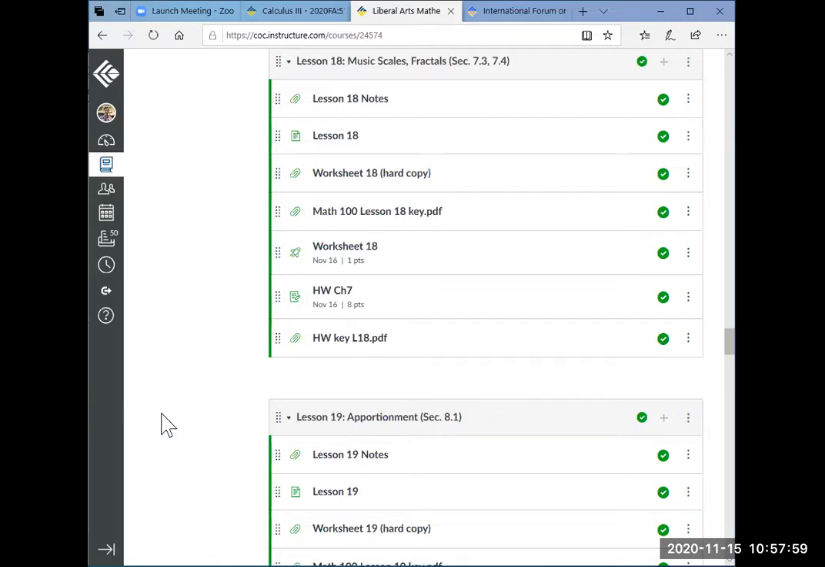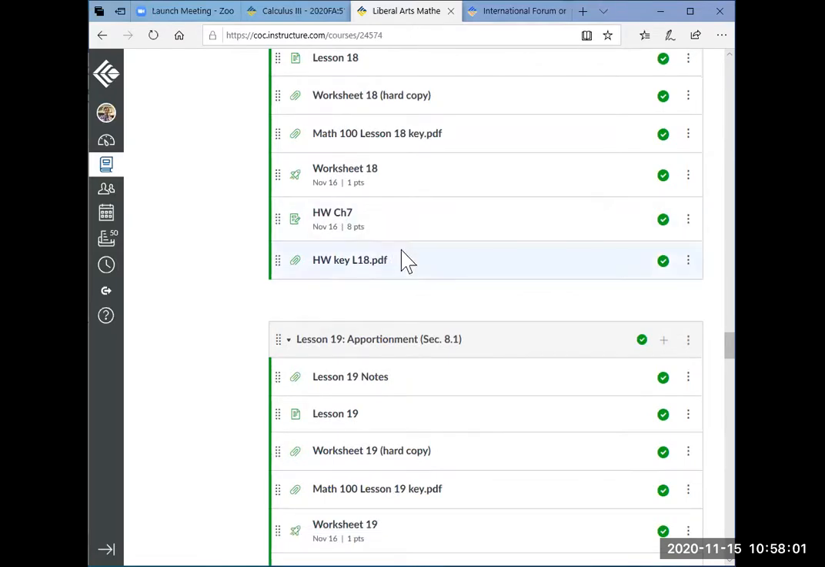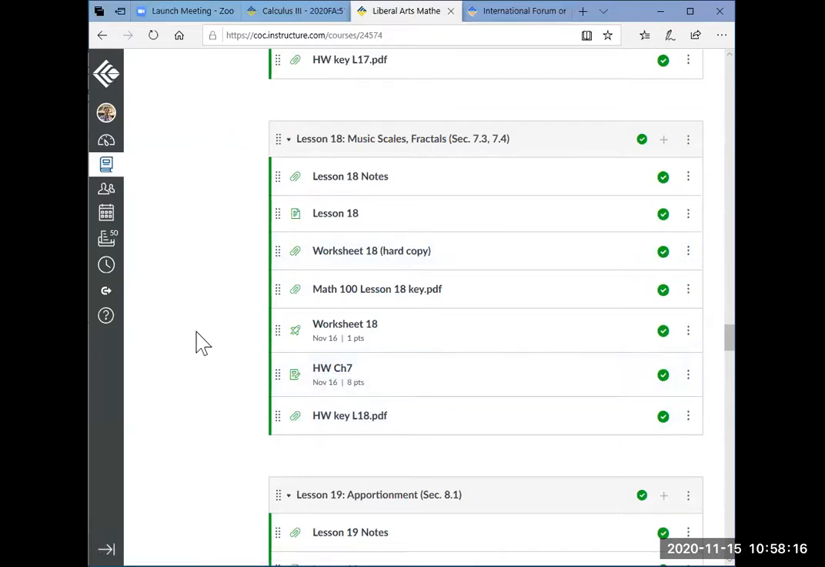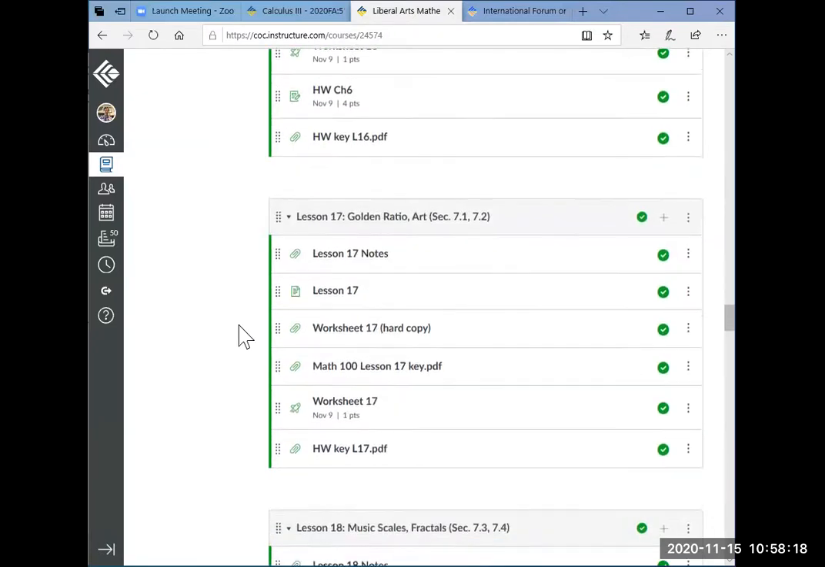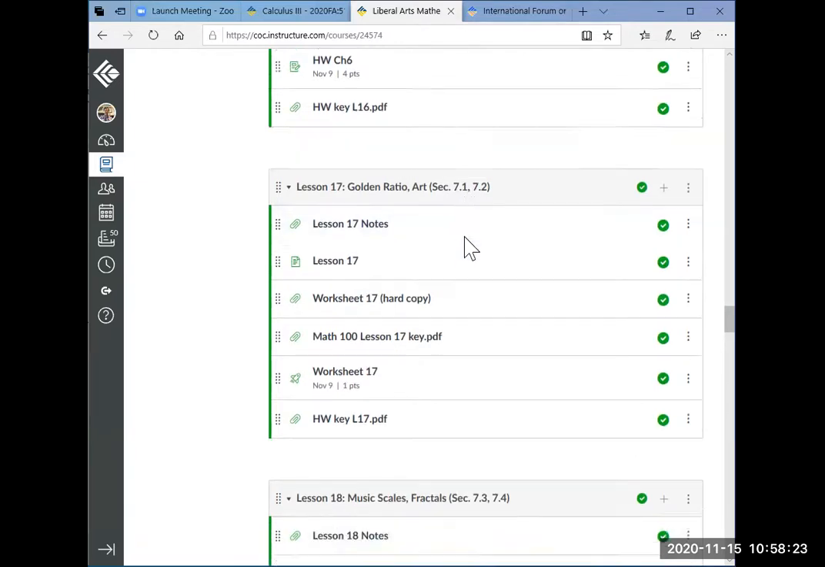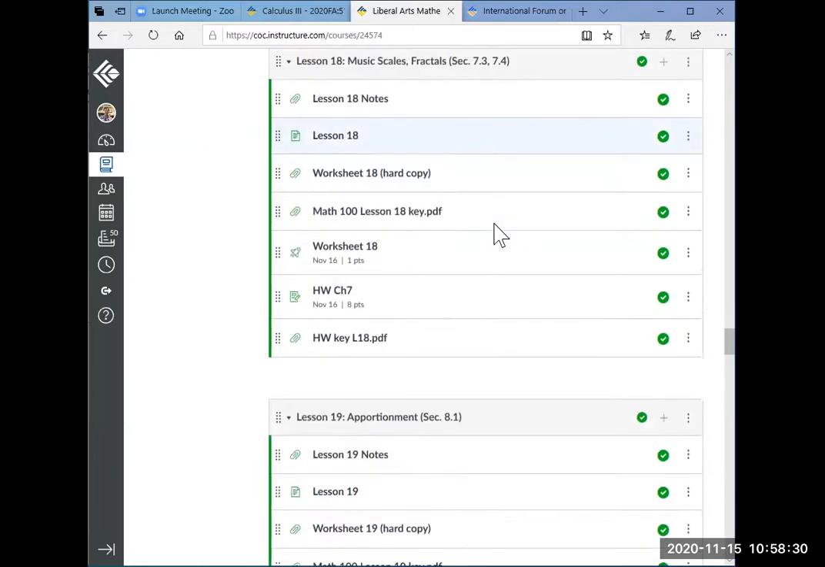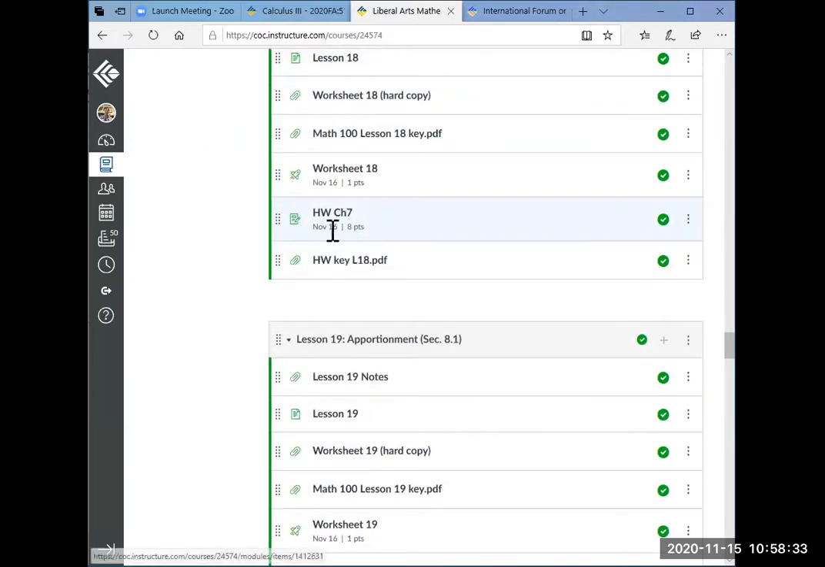And then what's coming up this week? Oh, by the way, chapter 7 homework is also due tomorrow, Monday. This is only a couple of sections, so hopefully you will be able to do all the problems in chapter 7. If you're wondering what chapter 7 homework is, just remember, lesson 17 covers the first two sections of chapter 7, and lesson 18 covers the third and fourth sections of chapter 7, and those are the homework due tomorrow.